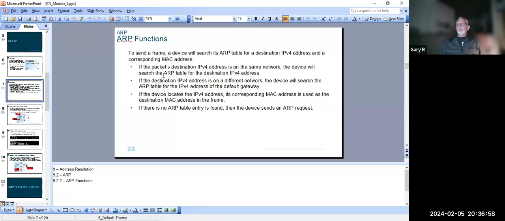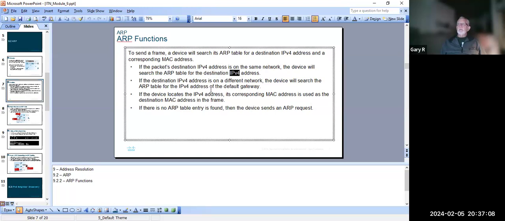Okay, so if the destination IP4 address is on the same network, then we're sending to a local address, and we search the ARP table for the destination IP4 address. If it's on a remote network, we're looking for the MAC address of our default gateway. If we don't find anything in our ARP table, then we send an ARP request. And it's really that simple.